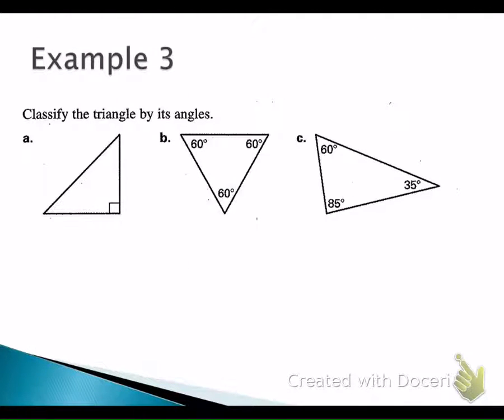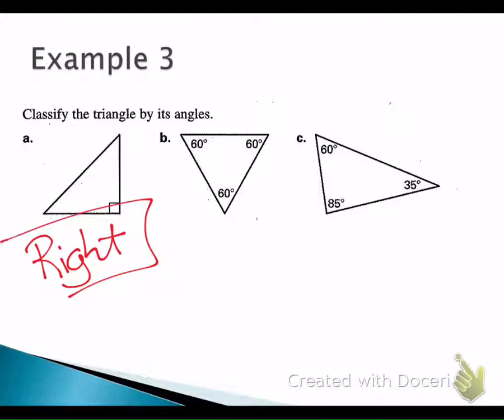All right, so the first one of the four options we just wrote down. There is one right angle, so that makes the whole triangle a right triangle. Good. Number 2. Equilateral.